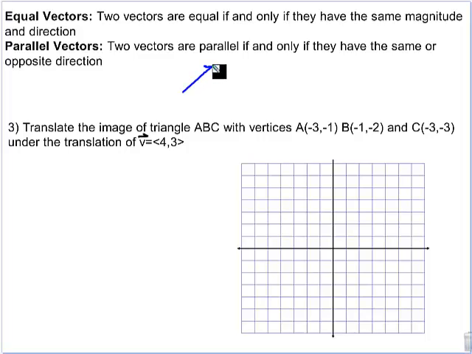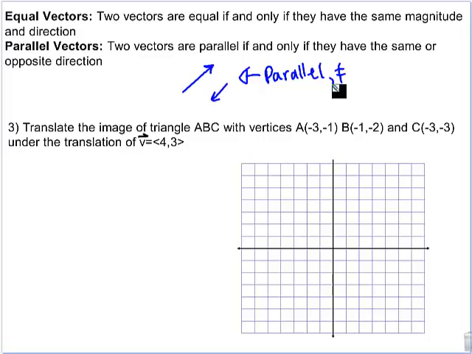So those two would be parallel because they would have the opposite direction as one another. But they're not equal, but that's okay, so they could be just parallel. So these would be parallel, but not equal.